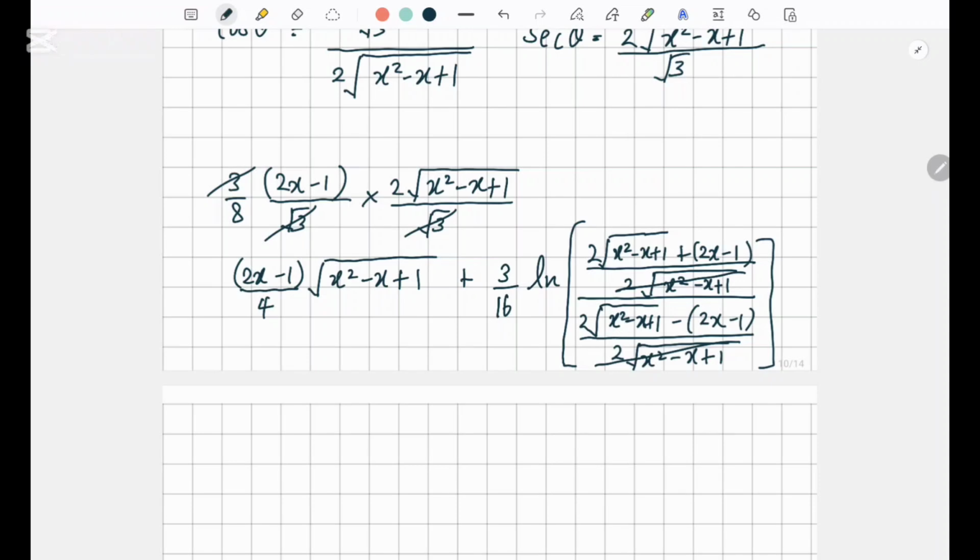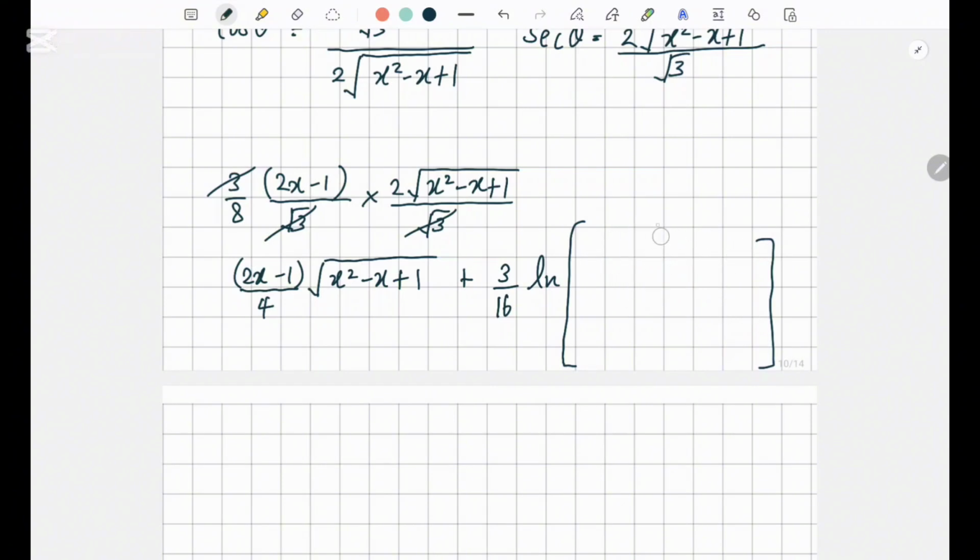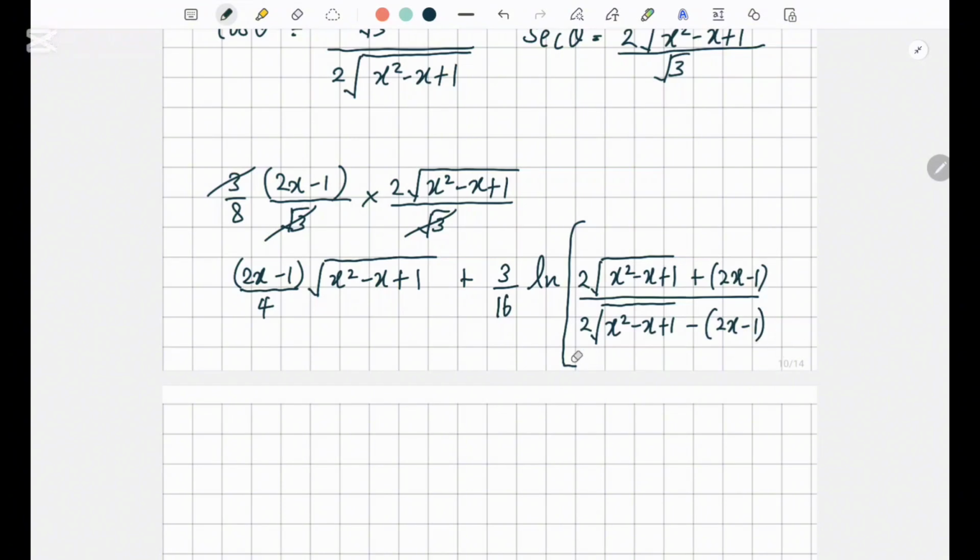And now we can just erase all that, and now you could write this as 2 root x squared minus x plus 1 plus 2x minus 1 over 2 root x squared minus x plus 1 minus 2x minus 1. So these are your answers. This is the simplest form you can go to. I don't think you can go any further.